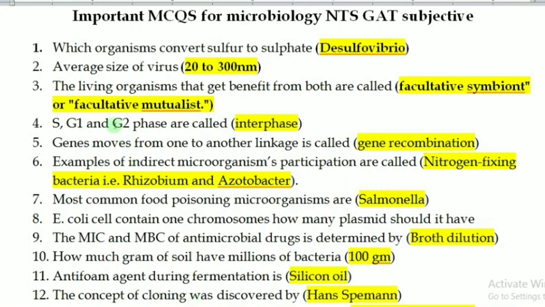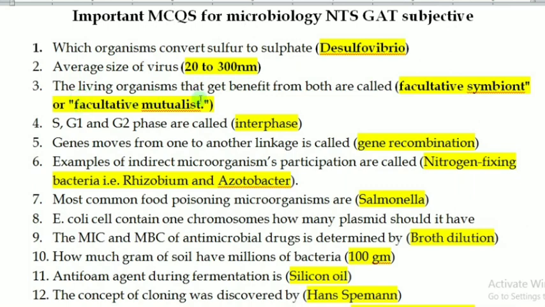The first MCQ of microbiology that is repeated says: which organism converts sulfur to sulfate? This type of organism is called Desulfovibrio. Then we have another MCQ which says: average size of the virus. So the average size of the virus is 20 to 300 nanometers.